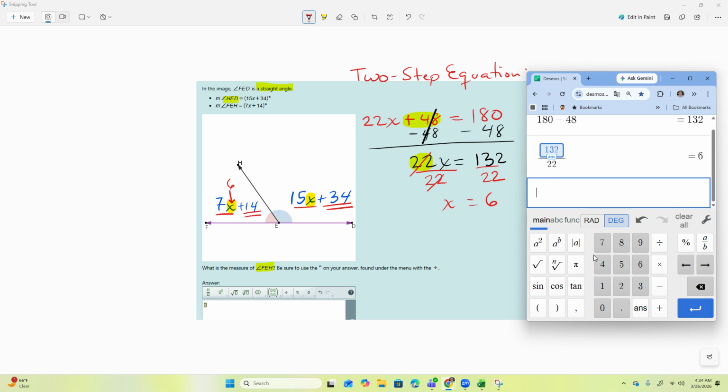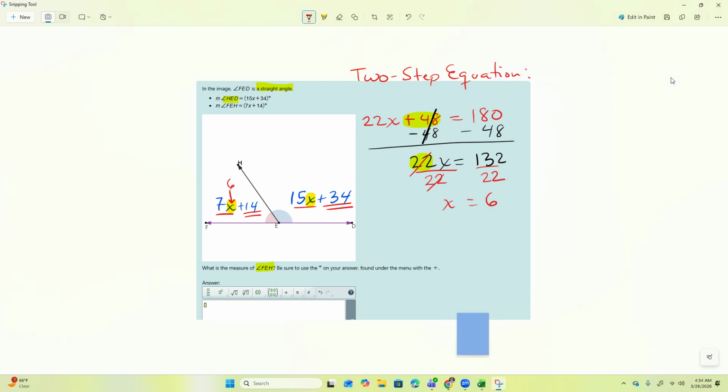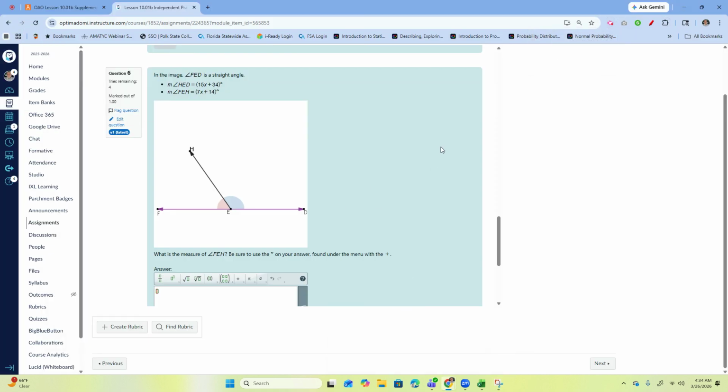The angle in red is 7x plus 14. But I'm going to replace this x with an empty parentheses, okay? And put in the parentheses the 6, the value of the x. And you can see the angle will be 56 degrees, okay? And that is how you work this lesson.